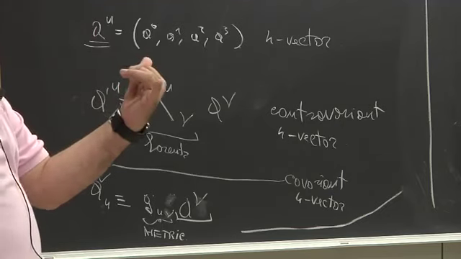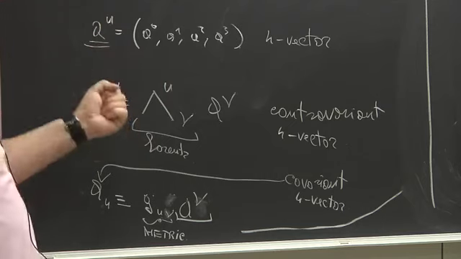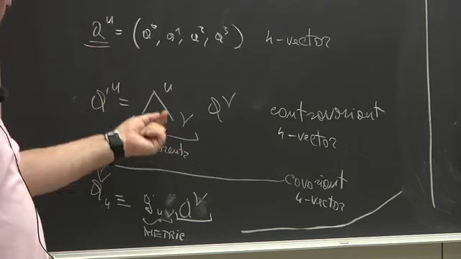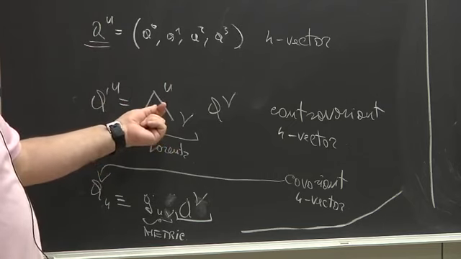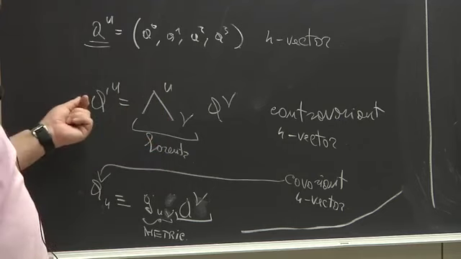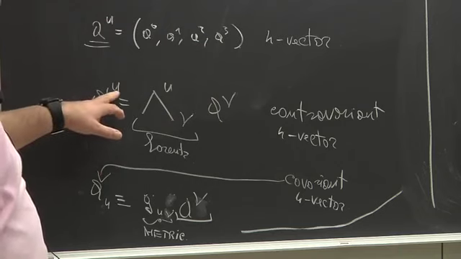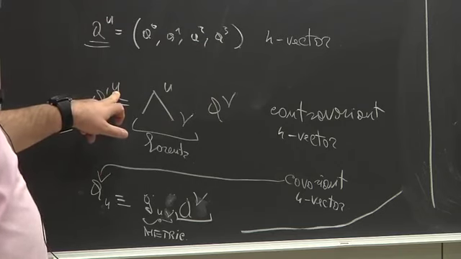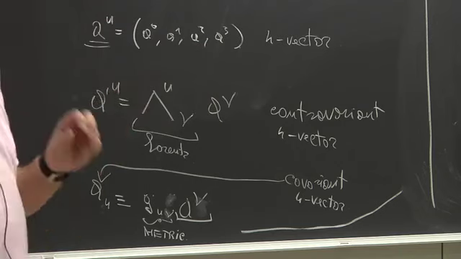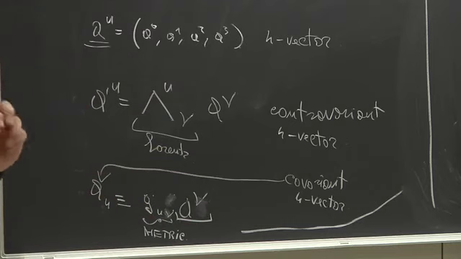If you have a 4-object, an object with 4 components, that under a Lorentz transform in this manner, where this is the real Lorentz transformation you are implementing, then you call that vector contravariant. As a convention, we put the index up, okay? So contravariant, if I ask you in the final exam, what does it mean contravariant? Don't tell me it is something with the index up.